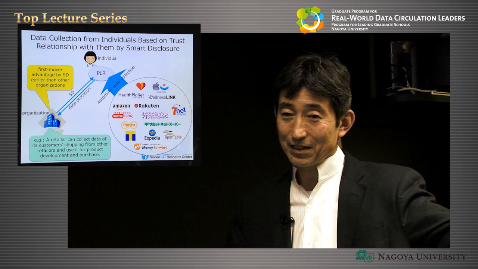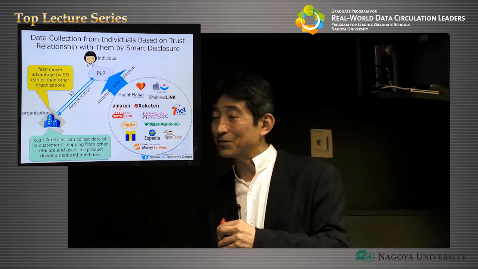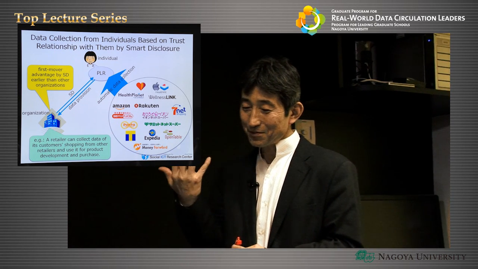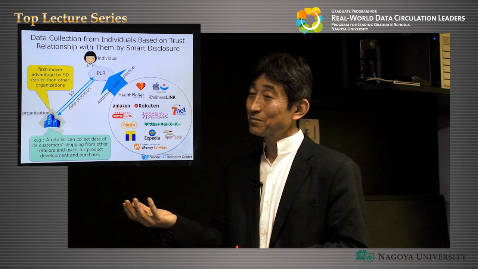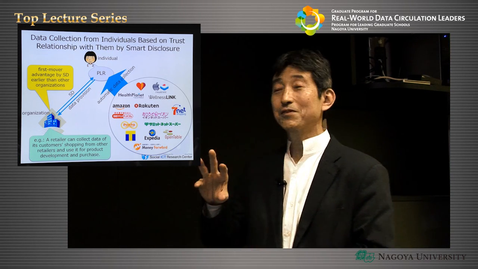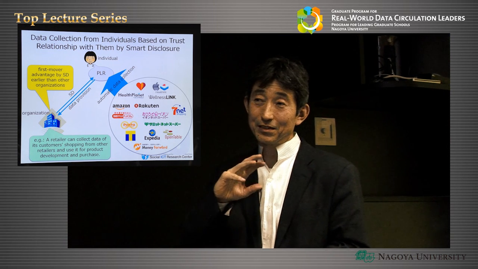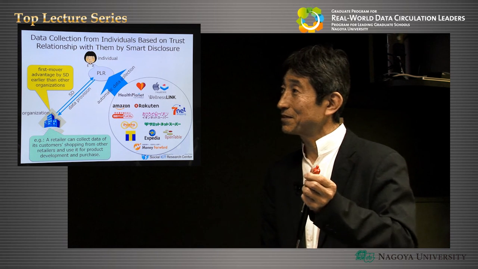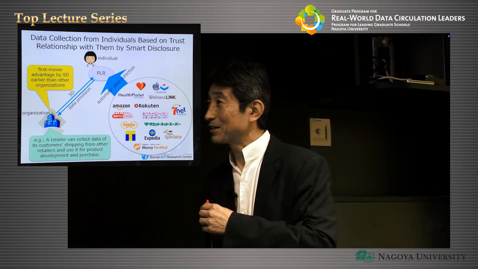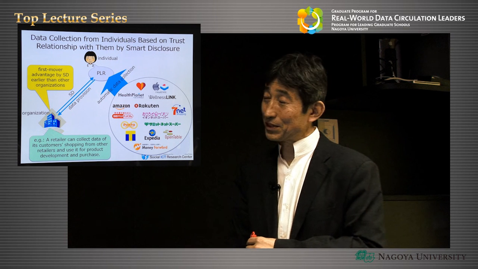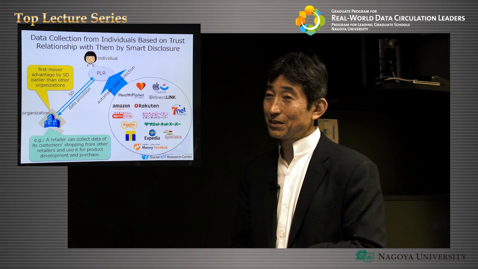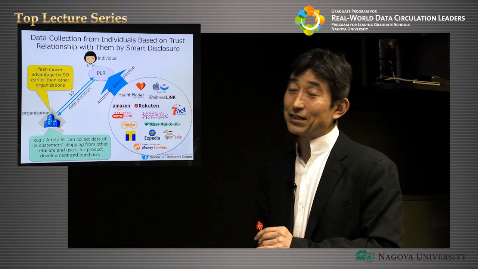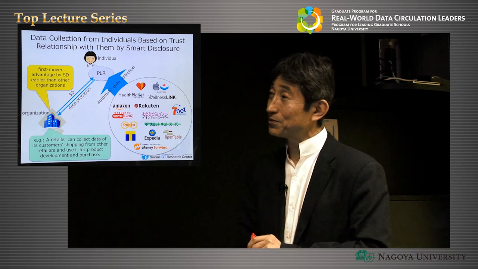So vendors have a desperate need to acquire those pieces of data from their customers, right? But how do they acquire data from their customers? There must be some trust relationship between the vendor and the customer. But how can they build up this kind of trust? One necessary thing would be to do smart disclosure. Disclosure of the personal data to the data subject himself would be a vital source of this trust relationship between the two, right?